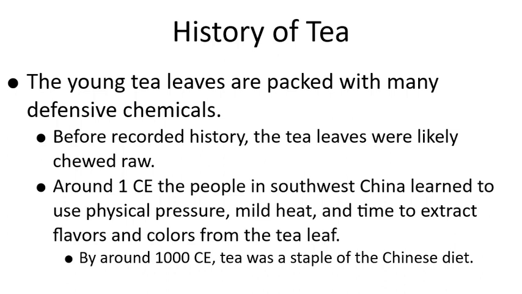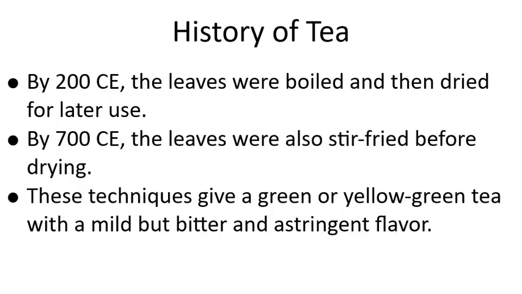Around 1 CE, the people in southwest China learned to use physical pressure, mild heat, and time to extract the flavors and colors from the tea leaf into water. By around 1000 CE, tea was a staple of the Chinese diet. By 200 CE, the leaves were boiled and then dried for later use. And by about 700 CE, the leaves were also stir-fried before drying. These techniques give a green or yellow-green tea with a relatively mild but bitter and astringent flavor.